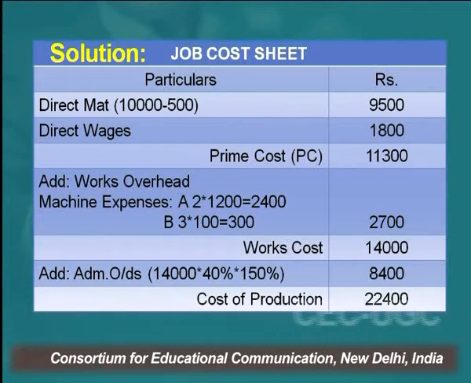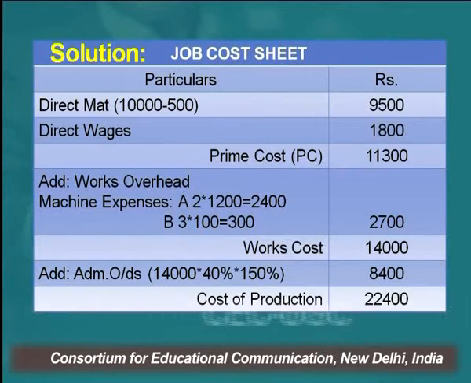In the prime cost, you add up the works overheads. Works overhead is already given that on machine A, the rate is 2 rupees per hour, and for this job 1,200 hours have been spent. So, 1,200 multiplied by 2, 2,400. On machine B, this job has worked 100 hours.